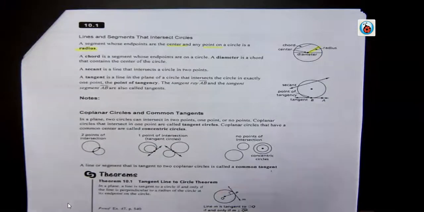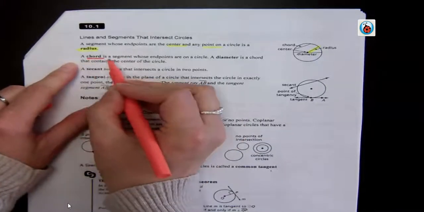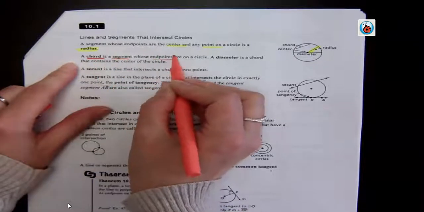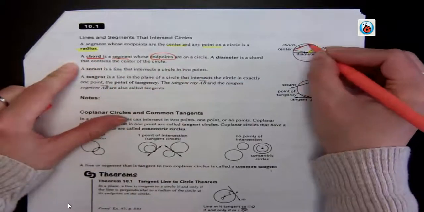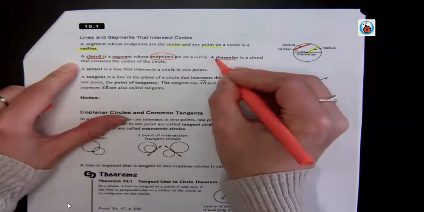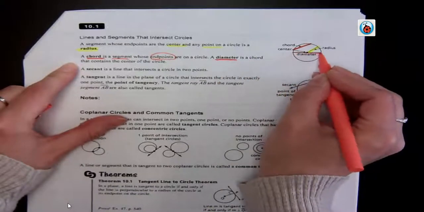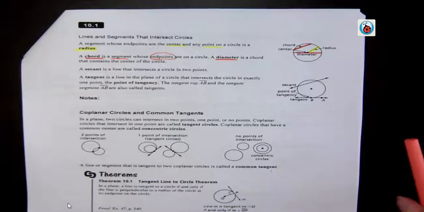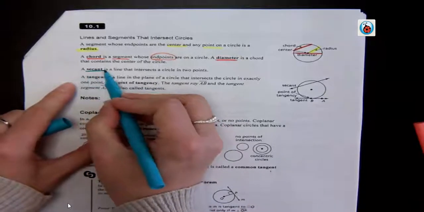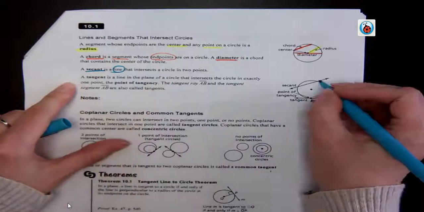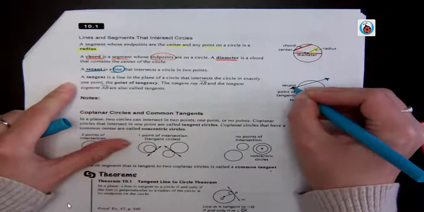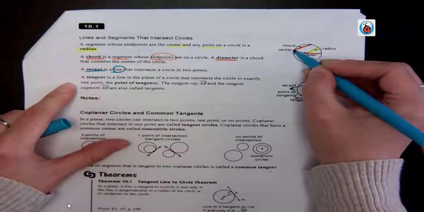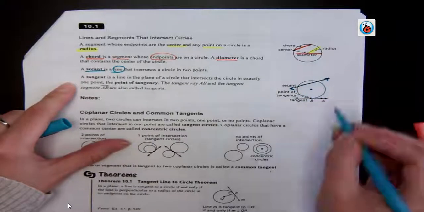A chord is just a segment with the endpoints on the circle. So a chord can look like this, or it can be a diameter going through the center of a circle. A secant is a line, so that means it has the arrows continuing. So a chord stops at the edge of the circle, a secant continues through the circle.